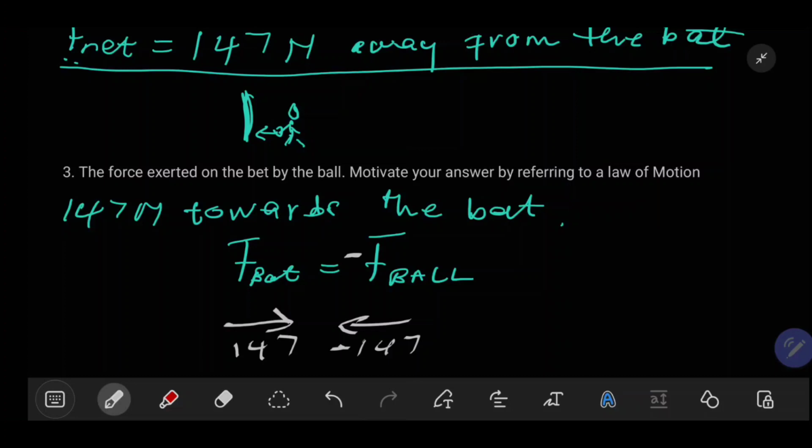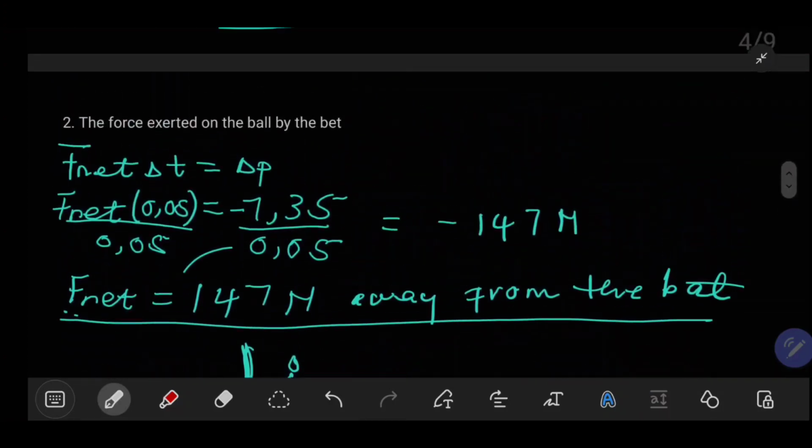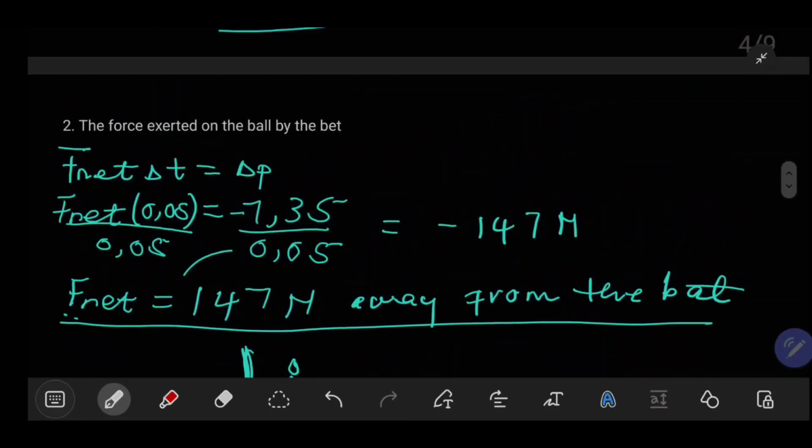I hope you still remember that law. So basically this is what you will be dealing with when you focus on this concept of impulse. I hope everything is clear, and see you in the next one.